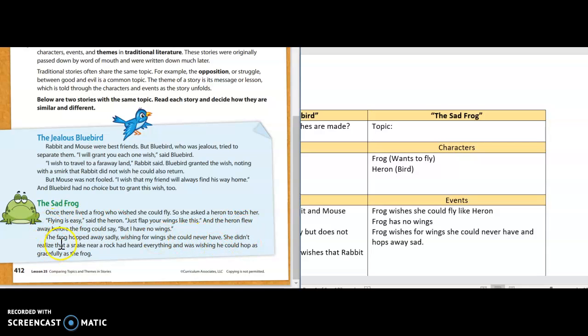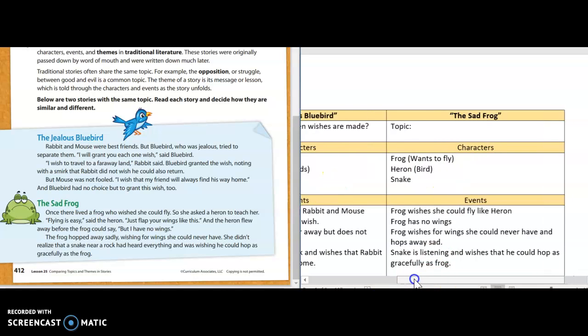She didn't realize that a snake near a rock had heard everything and was wishing he could hop as gracefully as the frog. All right, so we have another new character here introduced, and that is Snake. And what did we learn here? That Snake is listening and wishes that he could hop as gracefully as frog.